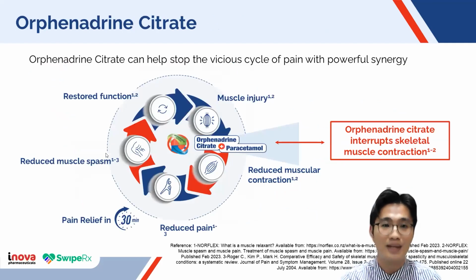So it actually helps to stop the vicious cycle of the pain spasm by reducing the muscle contraction, reducing the pain, reducing the muscle spasm, and restoring the function. Orphenadrine citrate can actually interrupt the skeletal muscle contraction and relieve the pain in 30 minutes.